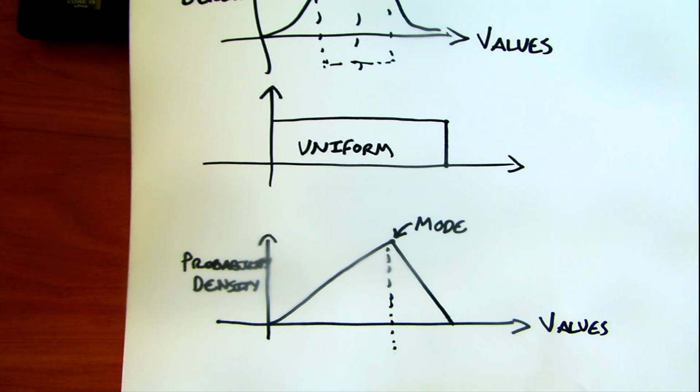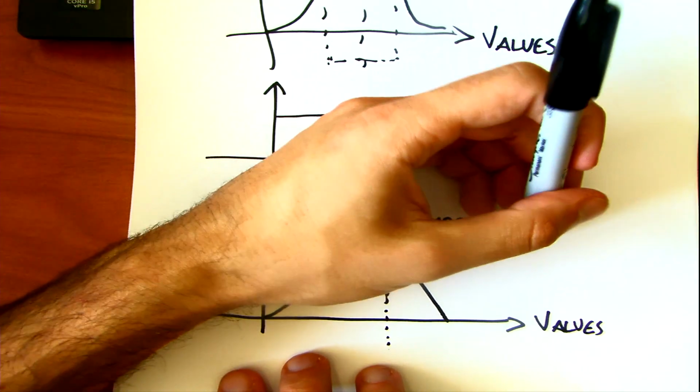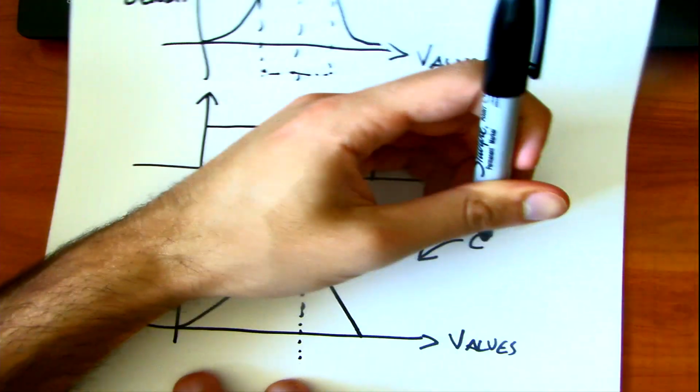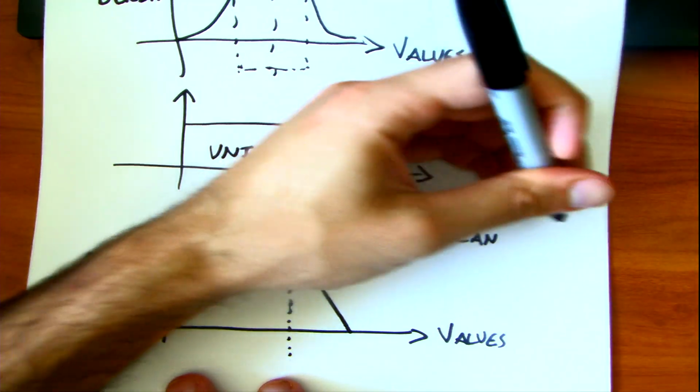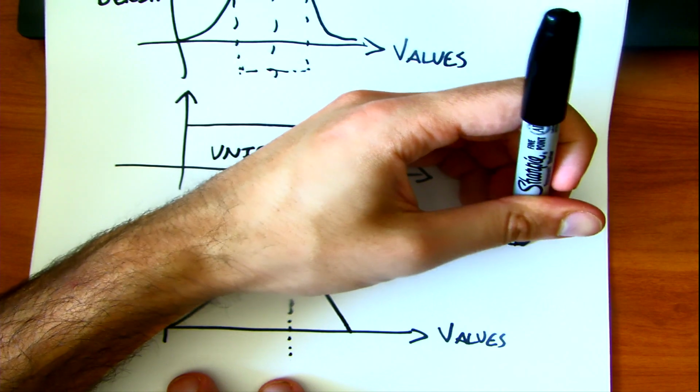Mm-hmm. The mode being what again? What number occurs most often. Yeah, what observation occurs most often. Now, the thing with a triangular distribution is that it can incorporate skew from the data.